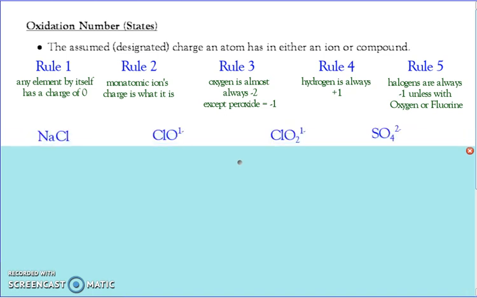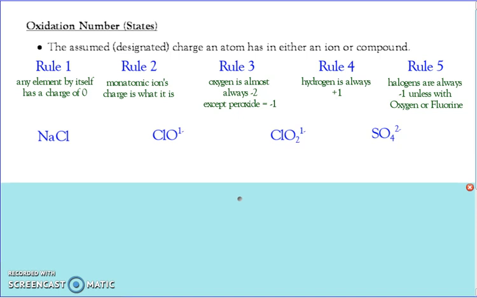All right, so here's a couple of compounds. Remember, compounds must be electrically neutral. So this first one here, sodium chloride, well, we know that chlorine, according to rule 5, is a -1. And sodium, because it only has one oxidation number as a monatomic ion, has got to be a +1. So +1 and -1 make that a neutral compound.